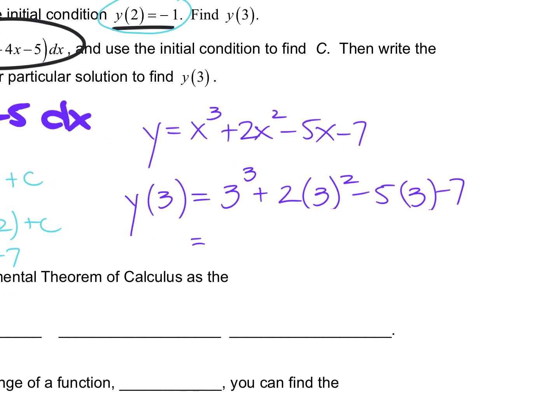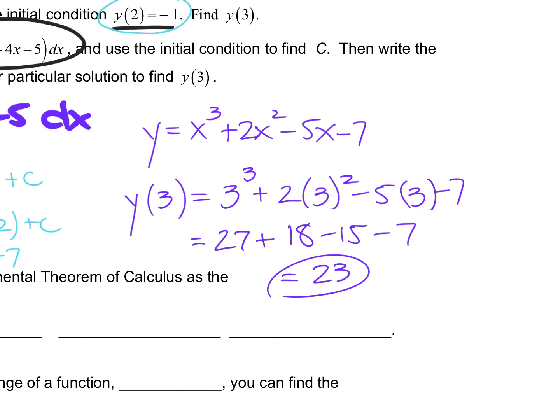What is 3 cubed? 27 plus 2 times 9 is 18 minus 15 minus 7. So that would be negative 22. So I've got 27 plus 18 is 45 minus 15 is 30 minus 7 is 23.